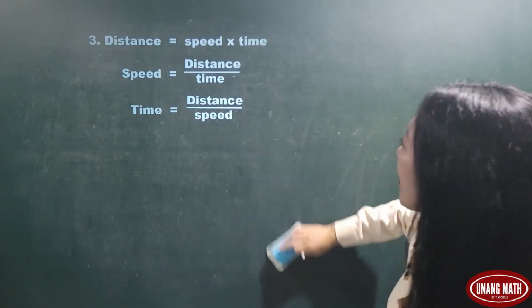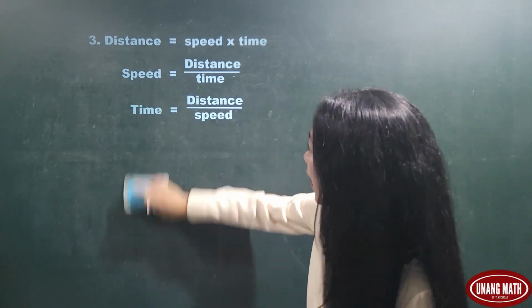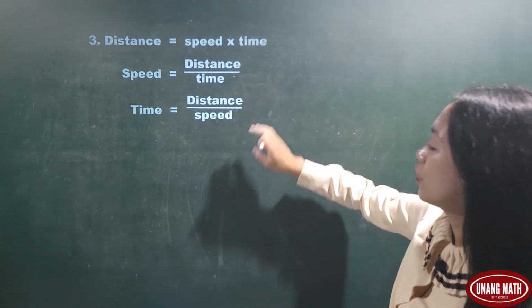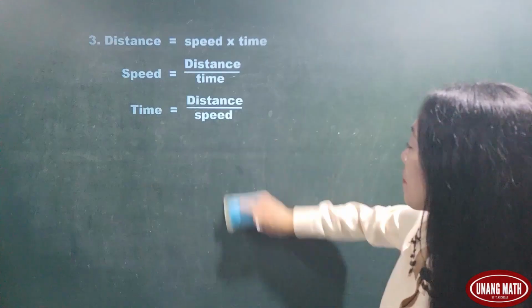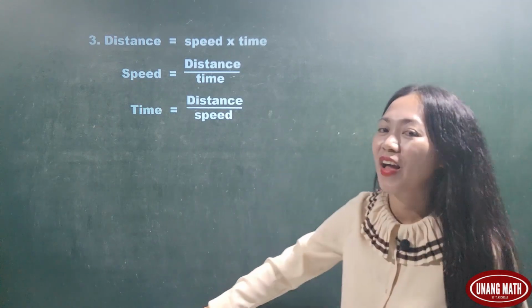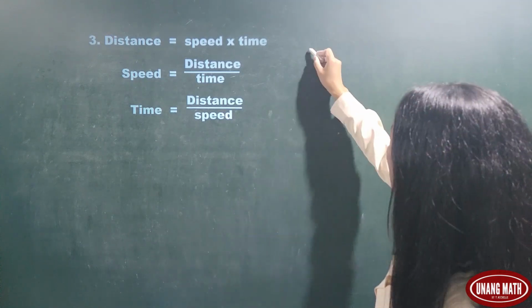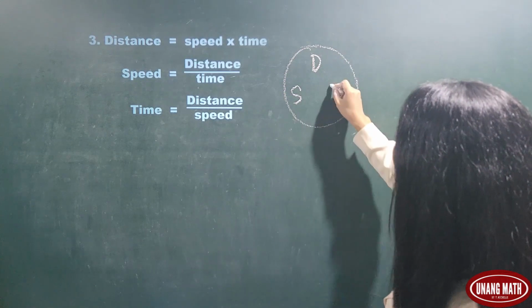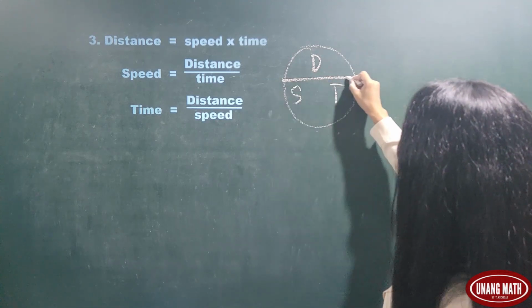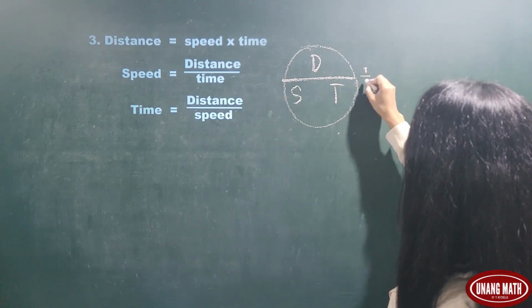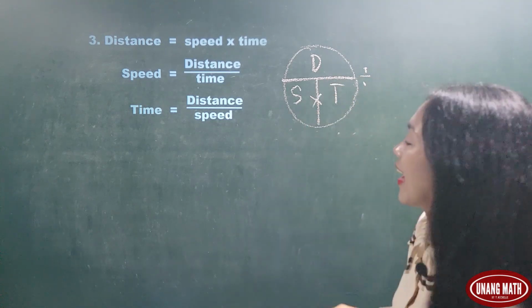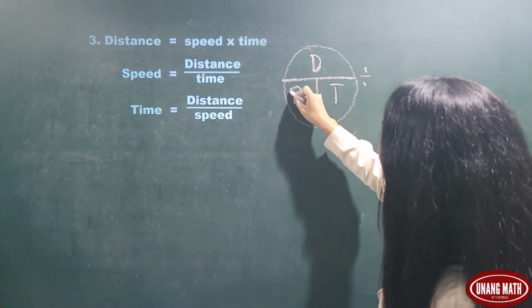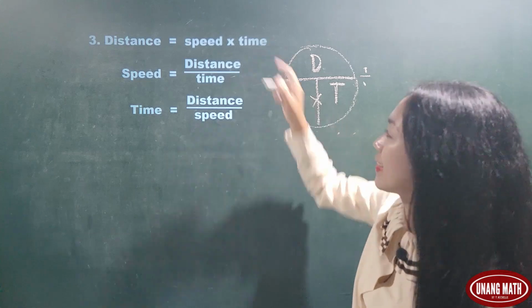This time, we are trying to get the distance, speed, or time. It seems difficult to understand or to memorize these three formulas. So to make it simpler, just remember this figure. D is distance, S is speed, T is time. This horizontal line means division. Vertical line means multiplication. So if we're looking for distance, the formula will be speed times time.